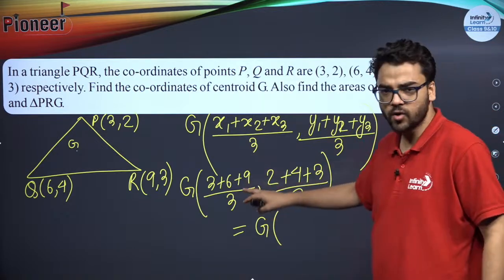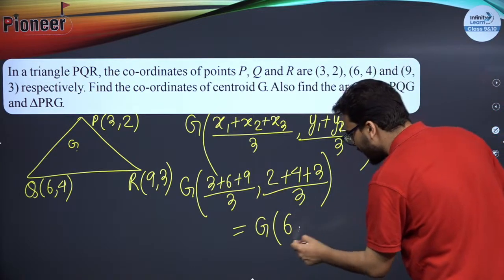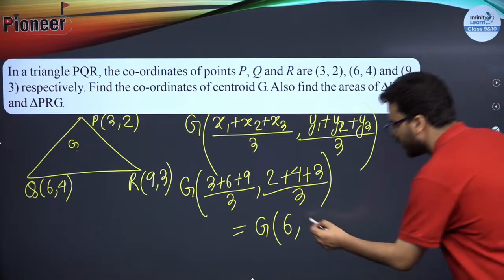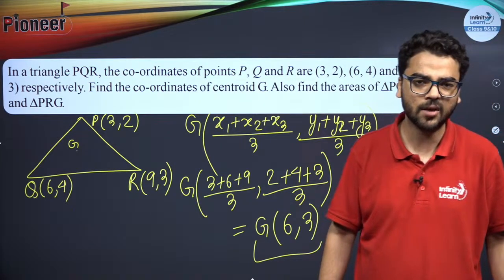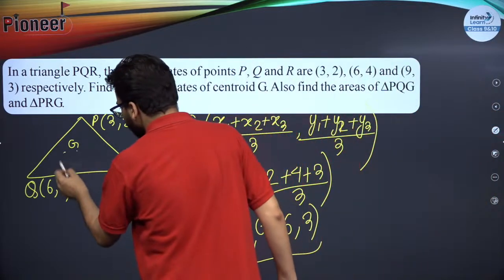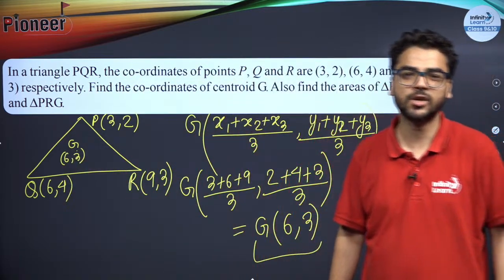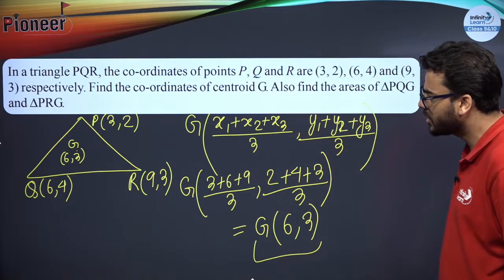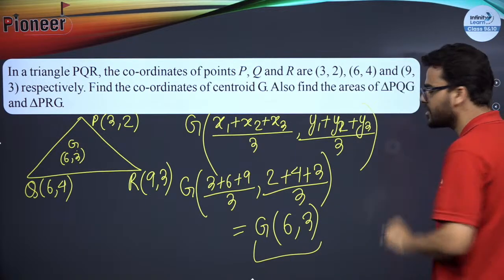So the coordinates of the centroid over here will be what? If you simplify, 9 plus 9 is 18, 3 sixes are 18, and the y coordinate over here will be 3. So the coordinates of the centroid over here are coming out to be 6, 3. Any doubt in the question, guys? Is this thing clear to every student in this session? Now it is given in the question that we have to find the areas of PQG and PRG over here, correct?